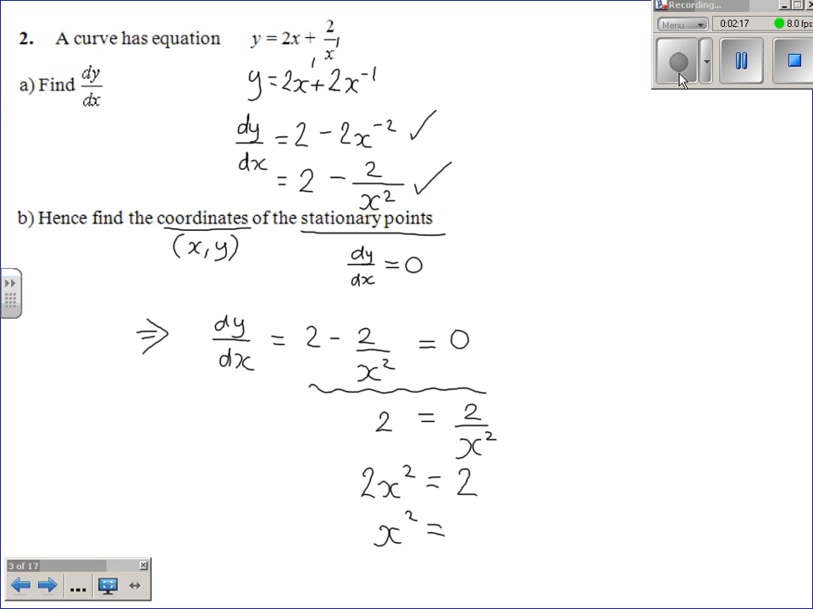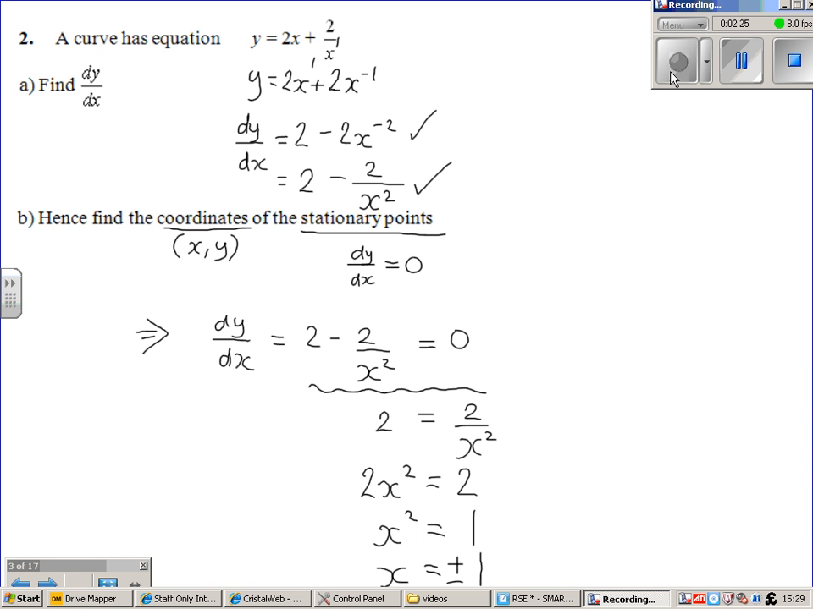Remember, always play fair, do the same to both sides, and then you're taking the square root, and do not forget to put your plus or minus. So x is plus or minus 1. Okay, so we've got our values of x. We're almost done, but we're not quite finished because it's asked for coordinates, and by finishing like that we haven't actually given the coordinates. So let's carry on.